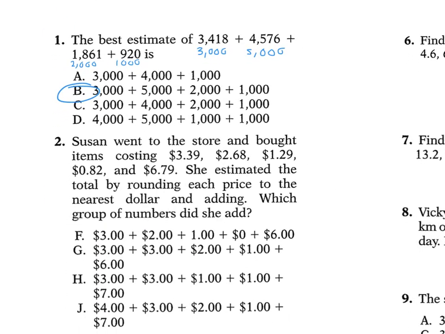Number 2, Susan went to the store and bought items costing $3.39, $2.68, $1.29, 82 cents, and $6.79. She estimated the total by rounding each price to the nearest dollar and adding. Which group of numbers did she add?